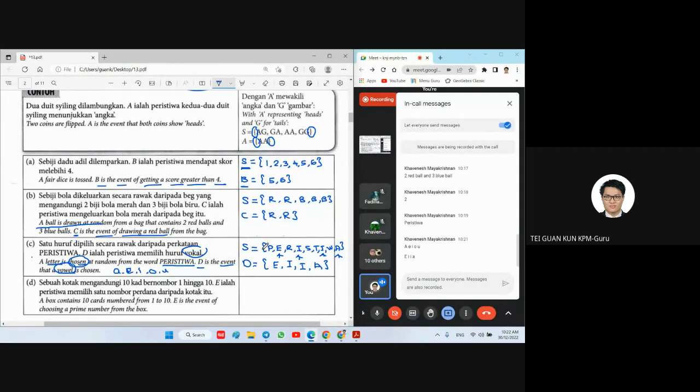Okay, so you need to know how to write the sample space and also the event yang kita nak. Yang kita nak tu event lah. Sample space ialah semua possible outcomes.